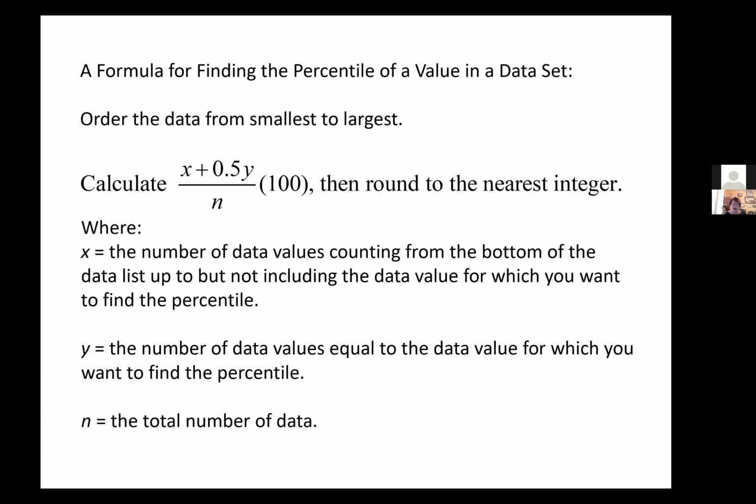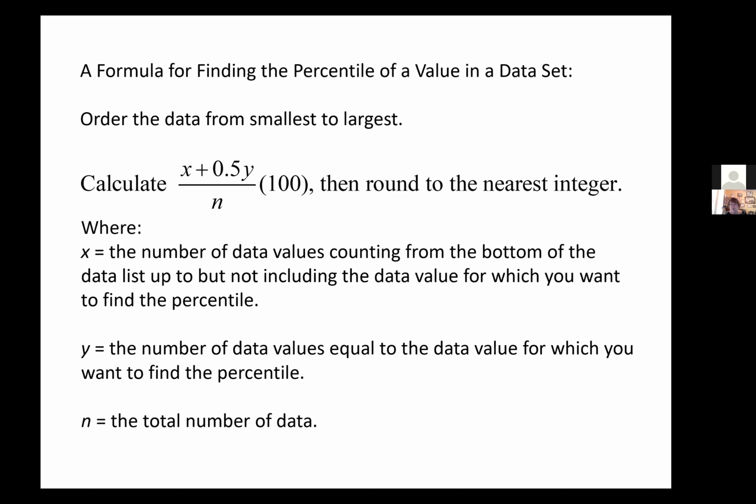You take X plus a half of Y and divide that by N, and then multiply that by 100. X is the data value counting from the smallest to that, whatever that number is. So if you're interested in the percentile of, say, 69.5, you count where 69.5 is in your ranked data. And Y is the number of data values you have equal to that value. So if I had 10 69.5s, Y would be 10. If I have 1 69.5, Y would be 1.